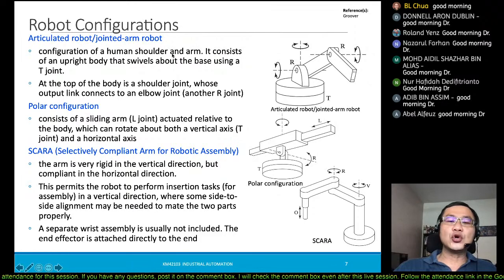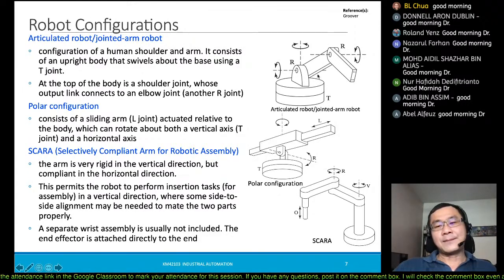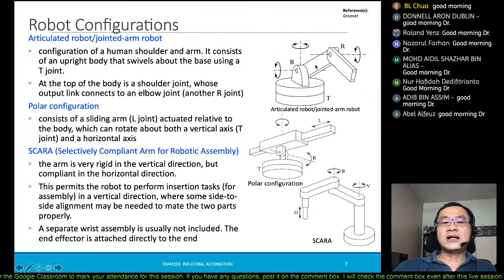to a human shoulder and arm. It consists of an upper body that swivels about the base using the T joint, then you have two rotating upper link and lower link that perform the articulations just like the human arms.